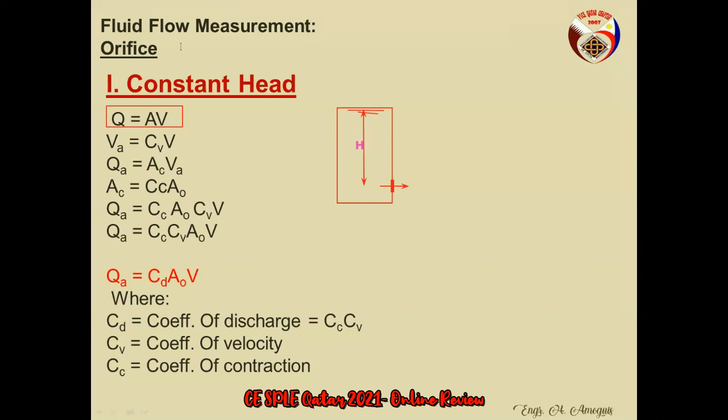The velocity head. Meron tayong velocity head equals V square over 2g. So, paglabas dito, meron kang velocity. That is theoretical velocity. Theoretical velocity is square root of 2gh. Kasi kung isolve mo yung velocity, velocity is square root of 2gh.